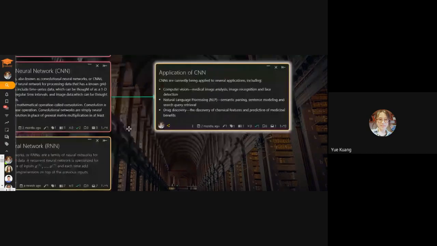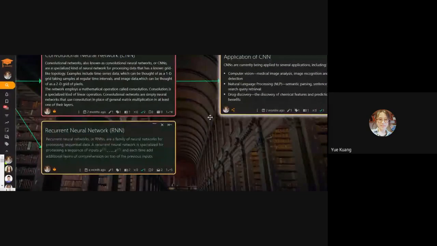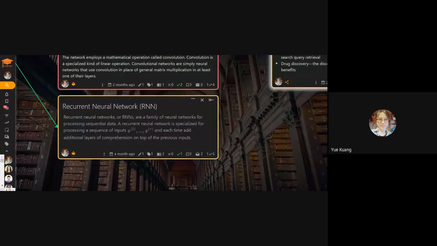Okay, so next would be the recurrent neural network, RNN. Recurrent neural networks are a family of neural networks for processing sequential data. A recurrent neural network is specialized for processing a sequence of inputs x1 to x tau, and each time adds additional layers of comprehension on top of the previous inputs.